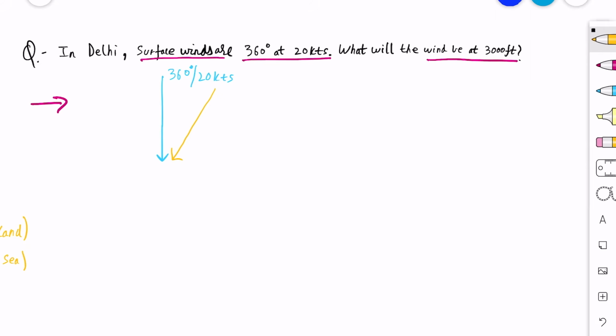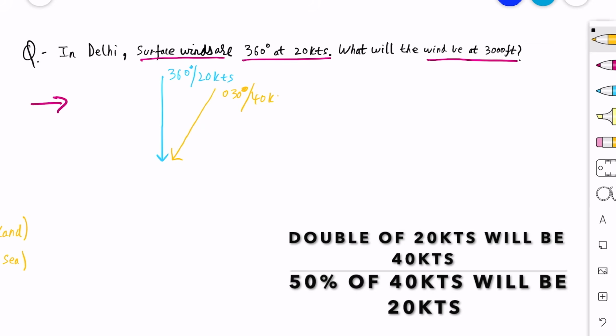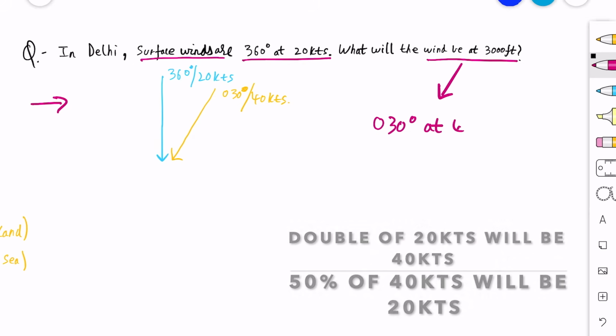And if we go right 30 degrees from 360, it will be 030 degrees. So the wind is coming from 030 degrees and the wind speed on the surface is 20 knots. We know that the wind speed on the surface is 50% of what it is above the friction layer. So since it's 20 knots on the surface, it will be 40 knots above the friction layer. So the wind at 3000 feet will be 030 degrees at 40 knots.